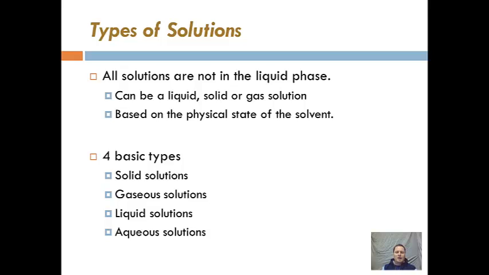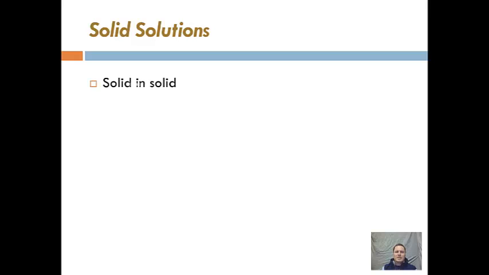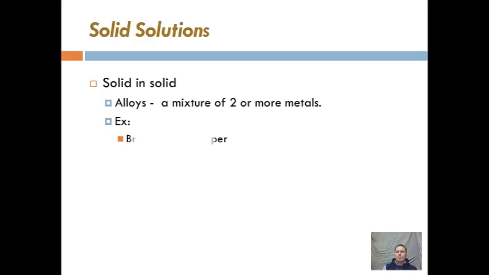So I want to briefly talk about each type. Our solid solution, if we have a solid and a solid, the best example of this is what we call alloys. Alloys are simply a mixture of two or more metals. Some that you may be familiar with is something like brass.